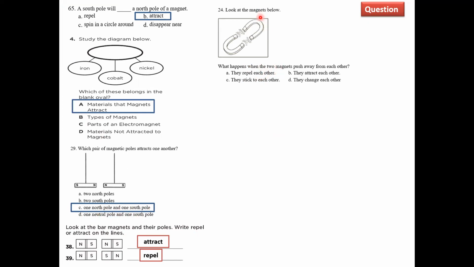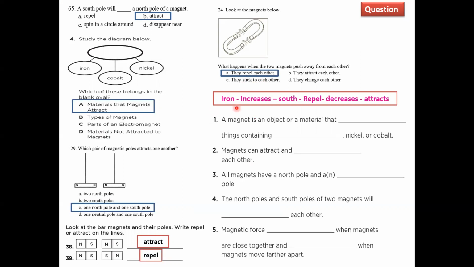What happens when two magnets push away from each other? They repel each other, they stick to each other, they attract each other, or they change each other? Repel means push: magnets push away from each other, meaning they repel each other. Complete: iron increases, south, repel decreases, attract.